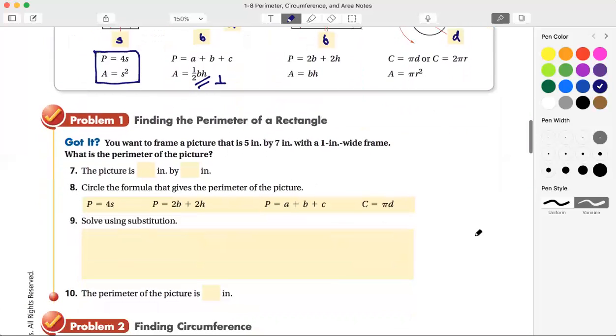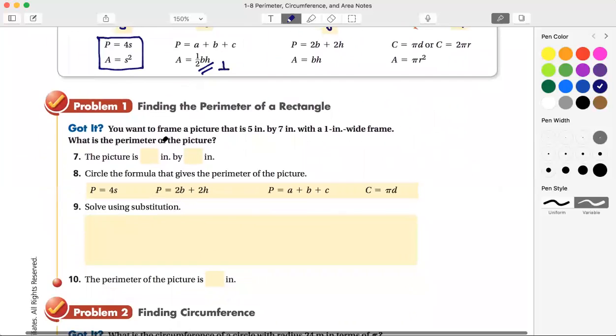All right, so finding the perimeter of a rectangle. If I want to frame a picture that's 5 inches by 7 inches with a 1 inch wide frame, what is the perimeter of the picture? So the picture we know is 5 inches by 7 inches. Which formula gives me the perimeter of a picture?